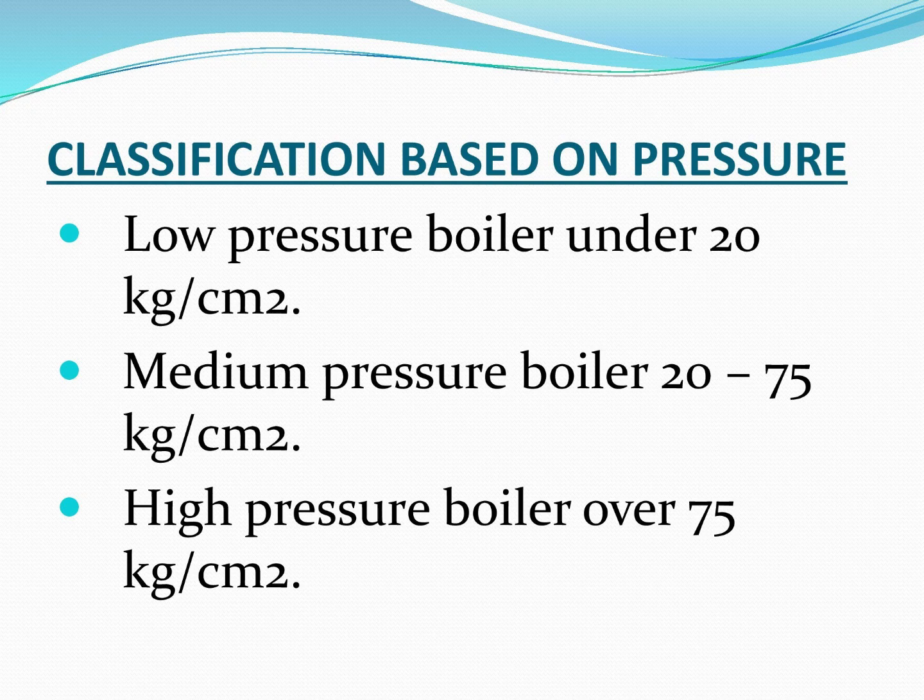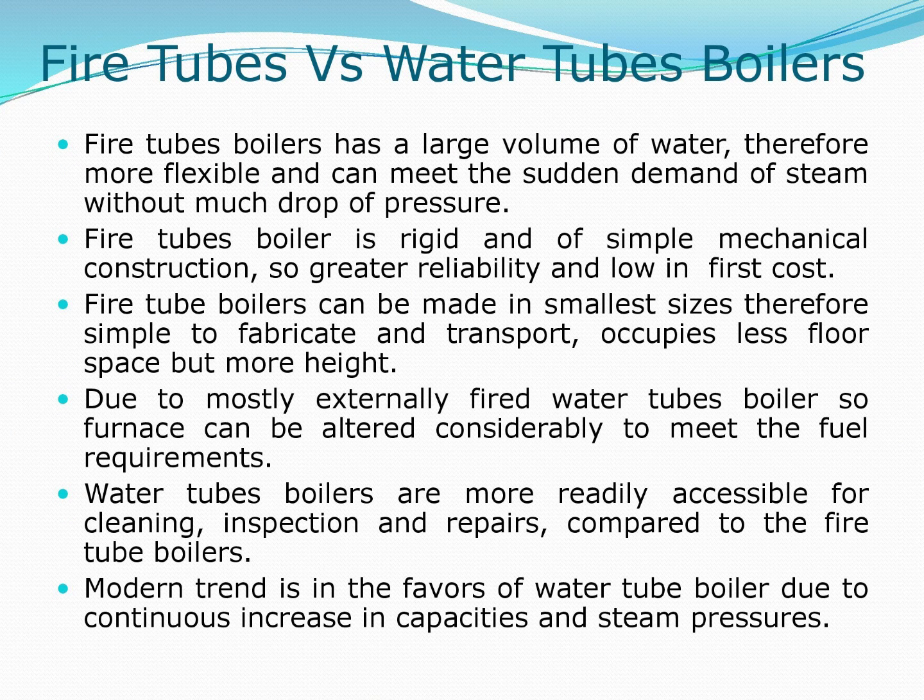Classification based on pressure. Point 1. Low pressure boiler, under 20 kilograms per square centimeter. 2. Medium pressure boiler, 20 to 75 kilograms per square centimeter. 3. High pressure boiler, over 75 kilograms per square centimeter. 4. Critical and supercritical. A critical boiler operates at the critical pressure of water, which is around 221 bar, 22.1 megapascals, while a supercritical boiler operates at pressures above this critical pressure, meaning it operates at a pressure higher than 221 bar.